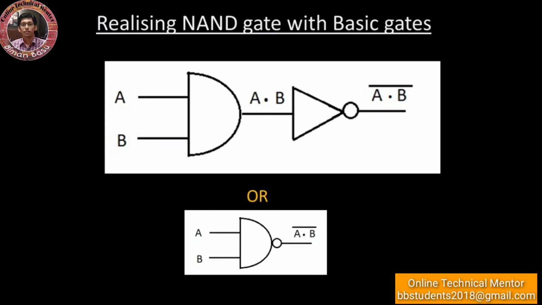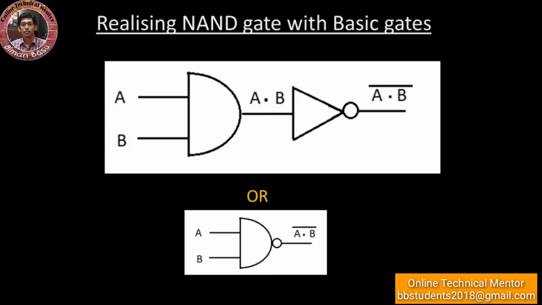So as I've already said, it is a combination of AND and NOT. You can do the AND operation by using an AND gate, which will produce A dot B, and attach a NOT gate in front of it. So it will invert the result, or complement the result, to (A dot B) bar. This diagram is equivalent to the diagram shown below. So if you are told to draw the NAND gate by using basic gates only, you can draw the above diagram.